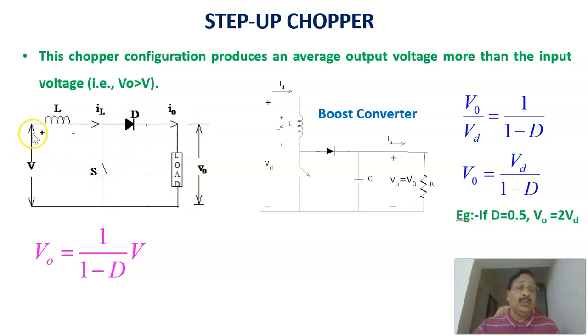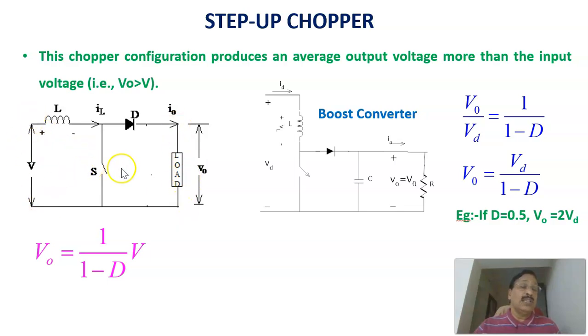Here the output voltage and input voltage are related by output voltage equal to 1 by 1 minus D times V, where D is called the duty ratio of the switch. That is the on period divided by the total time period. For example, if you select D equal to 0.5, 1 by 1 minus 0.5, that is 1 by 0.5, or 2 times V, the output voltage will be 2 times the input voltage.